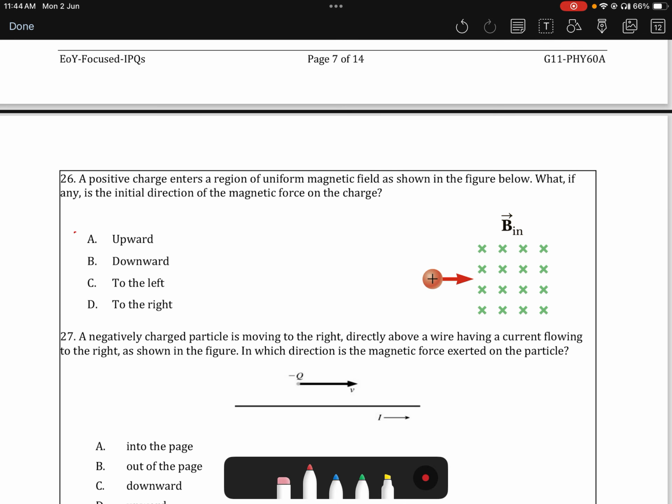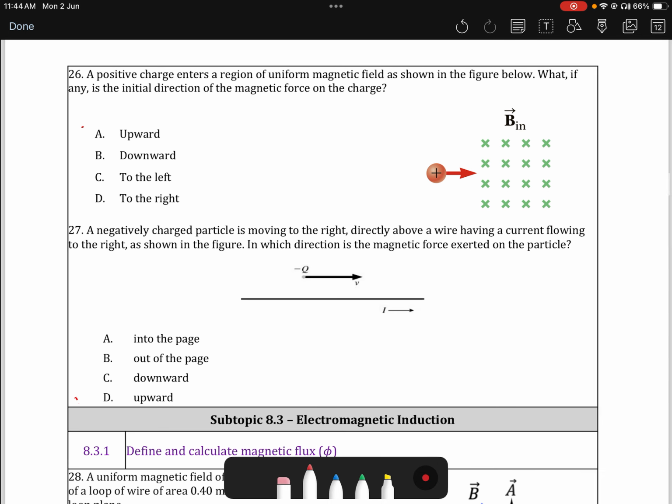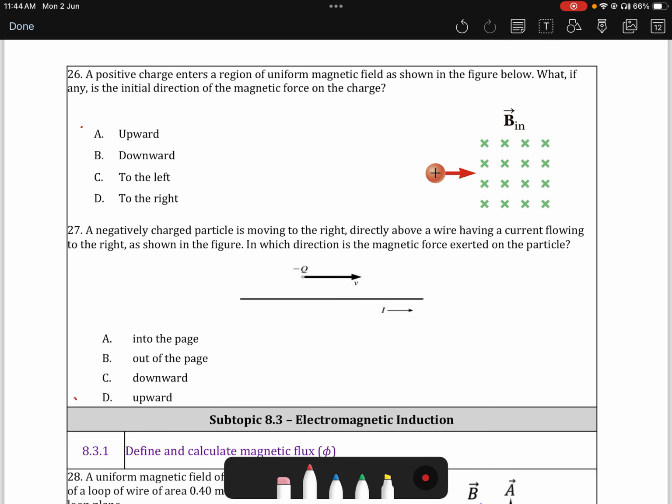Anyway, let's look at this question. We need to find the direction of the force: thumb with the velocity, index with the magnetic field into the page. So thumb to the right, index into the page. The middle finger will give us the direction of the force, which is upward in this case. And it's a positive charge, so we will not change the direction of that force.